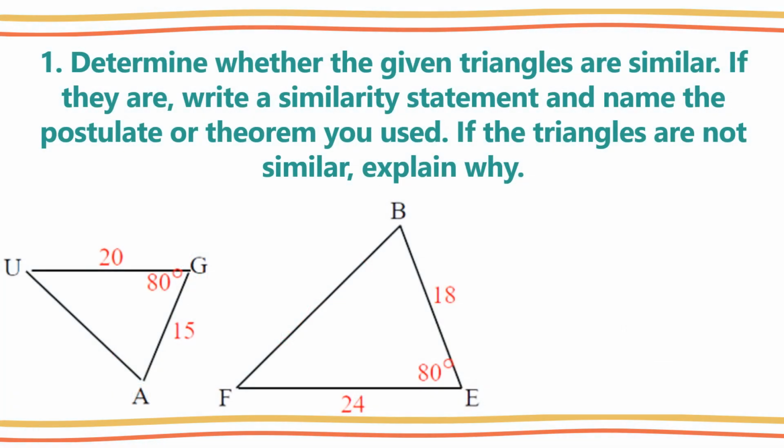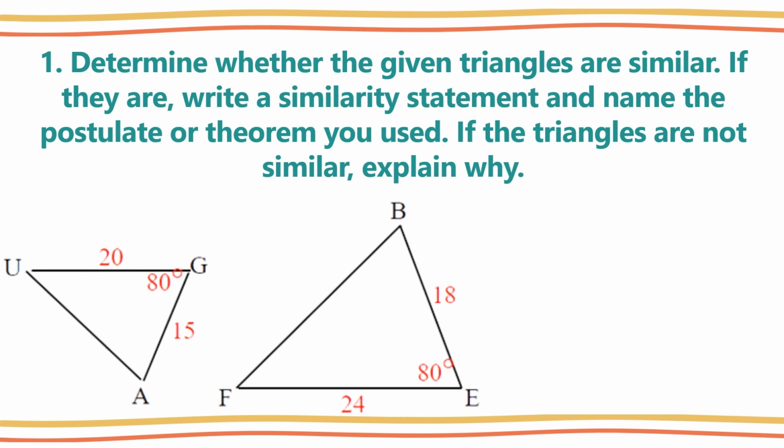Right, let's look at another example. Same directions. It says determine whether the given triangles are similar. If they are, write a similarity statement and name the postulate or theorem that you used. If the triangles are not similar, we need to explain why. All right, so let's take a look at these triangles. Do you think that we should use the angle-angle similarity postulate, the side-angle-side similarity theorem, or the side-side-side similarity theorem? What do you think we should use?